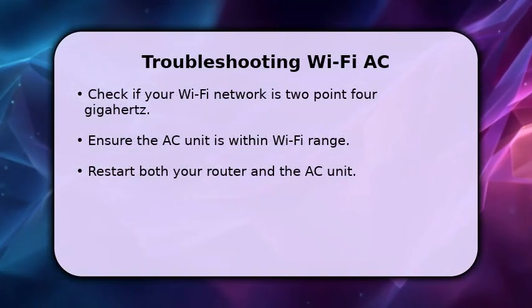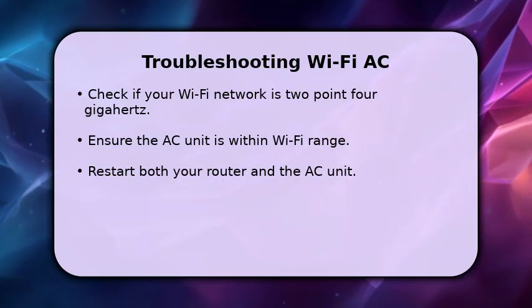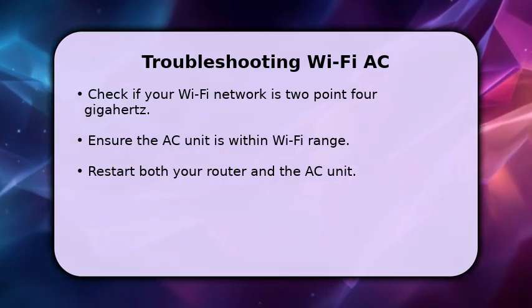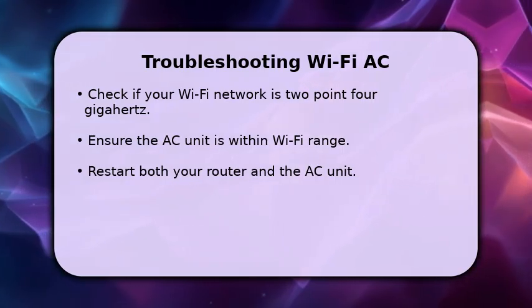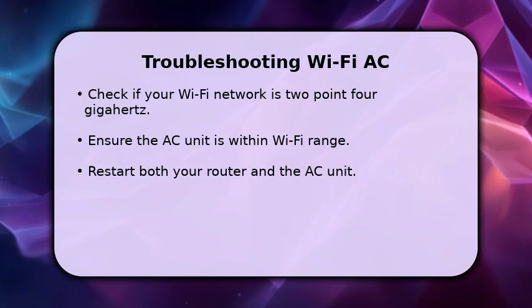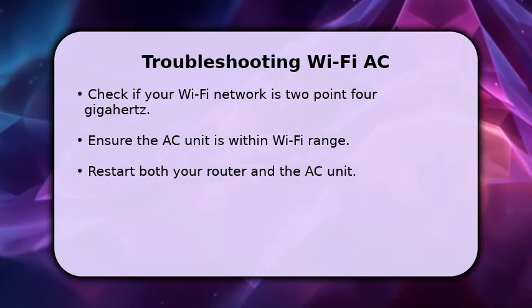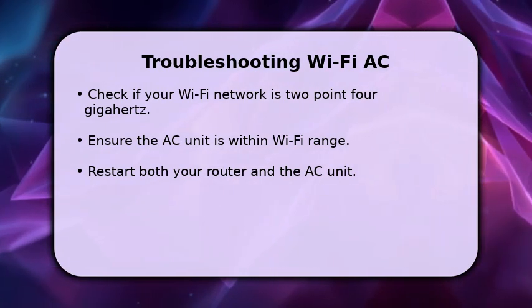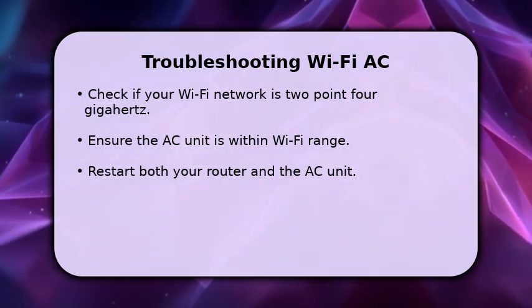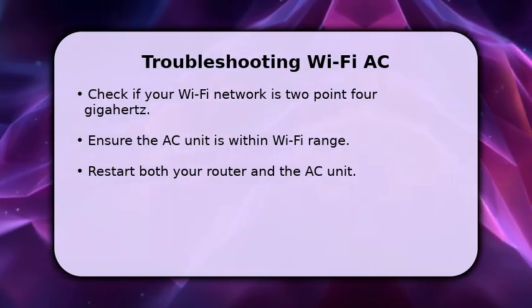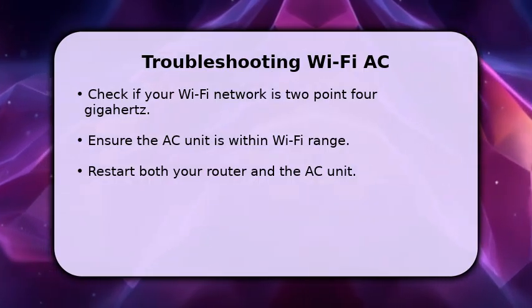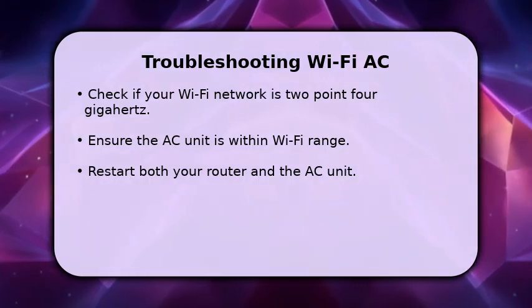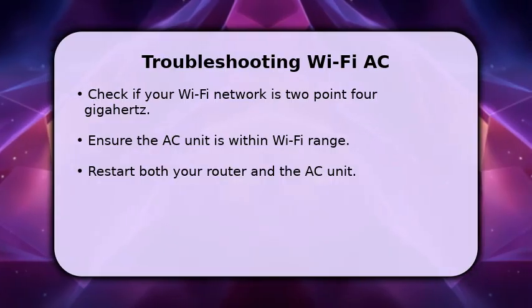If you encounter issues, first confirm your Wi-Fi network is operating on the 2.4 GHz band, as many smart devices prefer this. Ensure your AC unit is within a reasonable range of your router, typically within 10 meters. Try restarting both your Wi-Fi router and the AC unit. If problems persist, simply repair the AC with the app, which often resolves connectivity glitches.